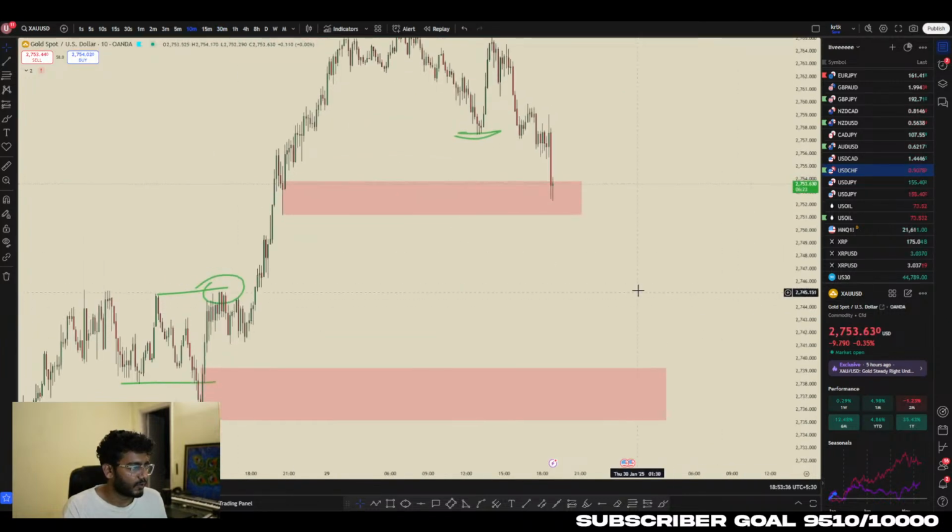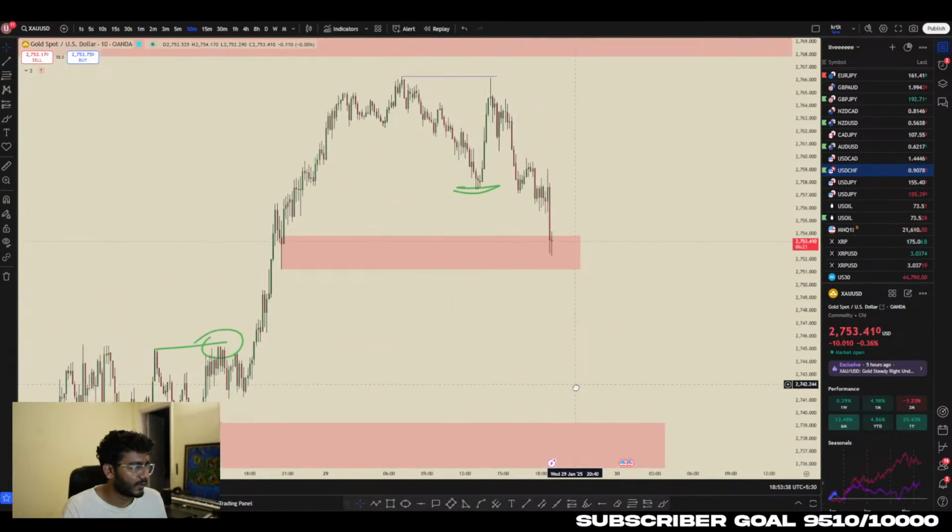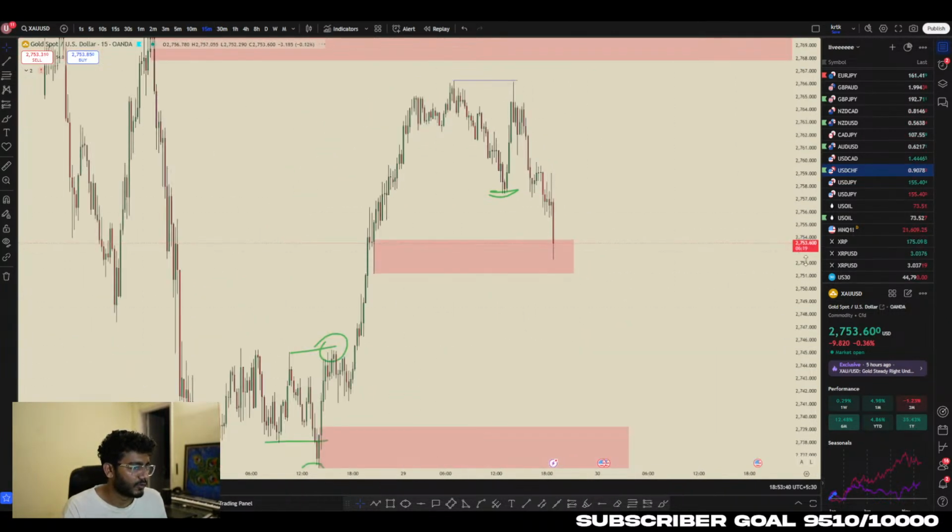Price has tapped this order block. I'm waiting for price to give us engulfing. Okay, from here, I'll explain the logic again.